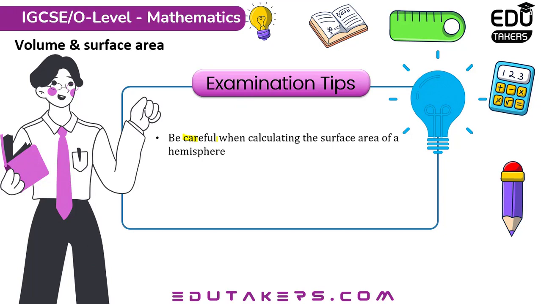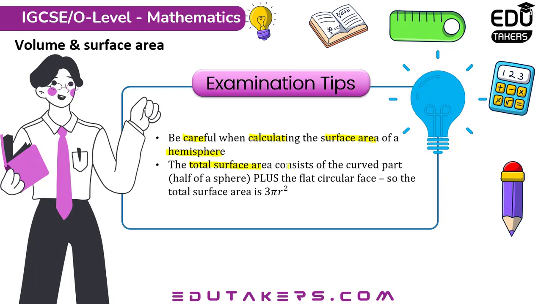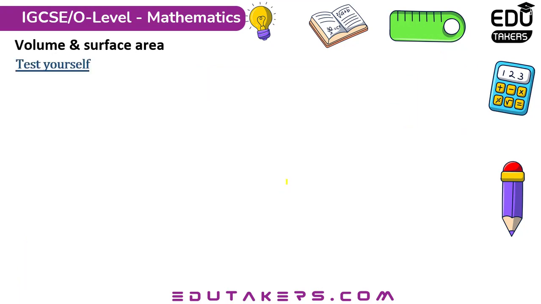Examination tips. Be careful when calculating the surface area of a hemisphere. The total surface area consists of the curved part, half of a sphere, plus the flat circular face, so the total surface area is 3 pi r squared.